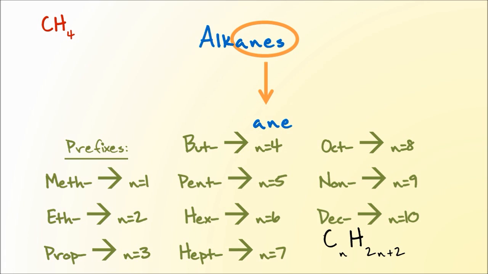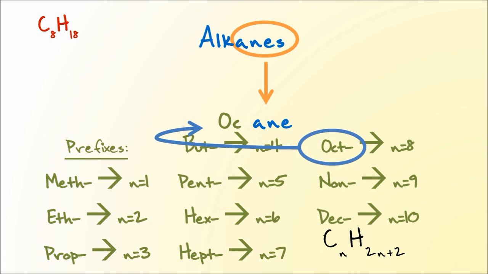So let's say you have CH4. That's one carbon, so that's going to be methane, just like that. Or let's say you have C8H18. 8 carbons, 8 is oct, so that's going to be octane.